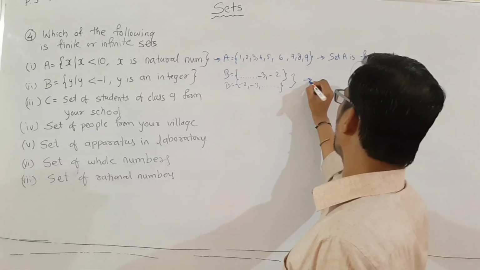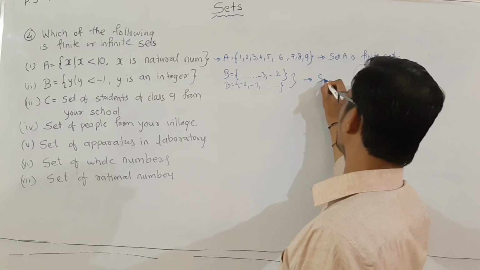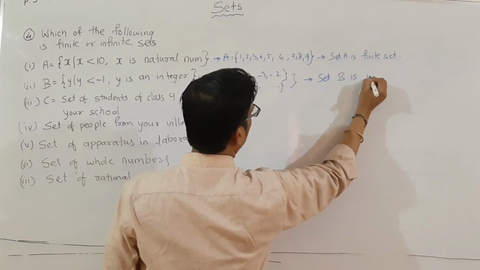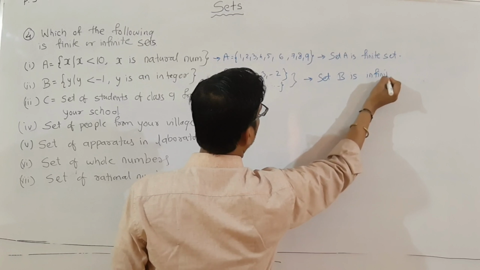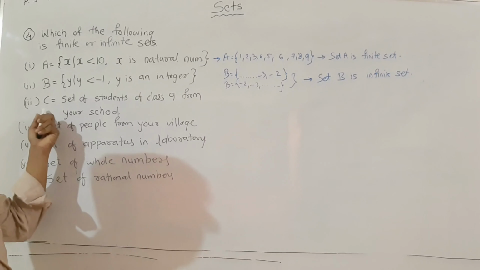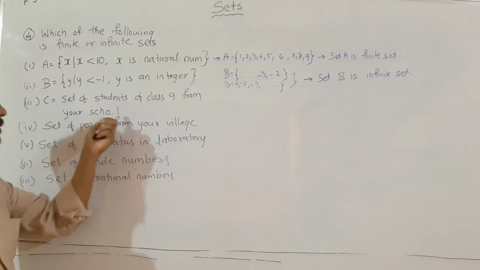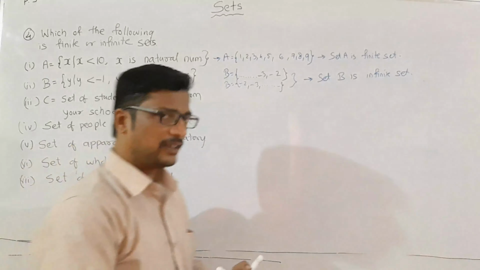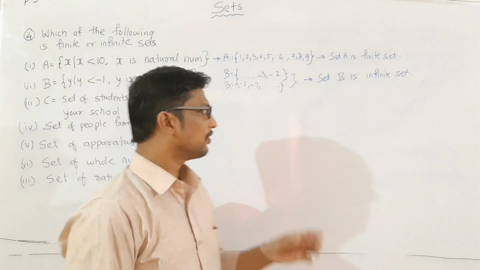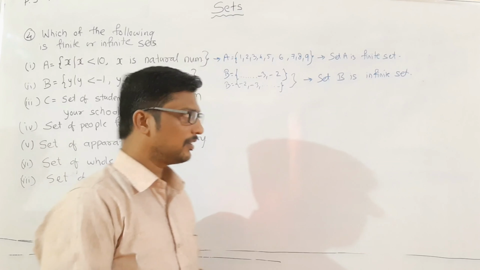So set B is an infinite set. Getting it? Now, set C. What is set C? Set of students of class 9th from your school. Now they have asked me a set of students of 9th standard from your school. Fine. So, yes, we can count all these students in 9th standard, isn't it?